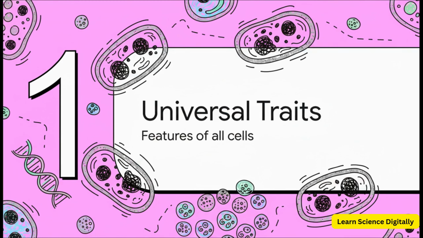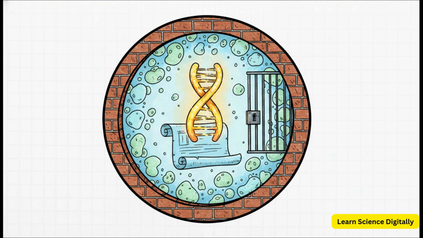All right, Section 1, Universal Traits of Cells. Now, no matter what type of cell we're talking about, every single one of them shares three foundational components. First up, the cell membrane. You can think of this as the factory walls and the security gate. It strictly separates the inside of the cell from the outside environment.